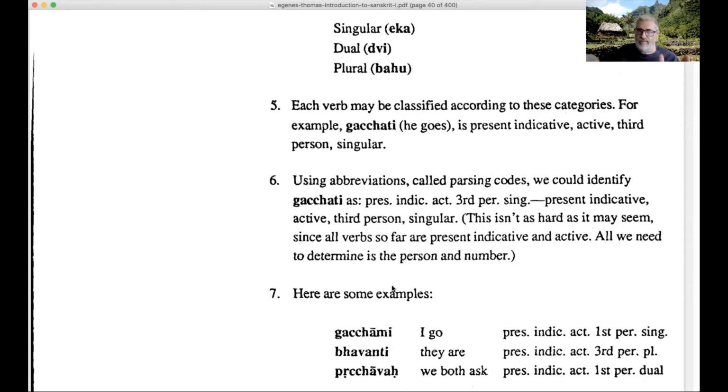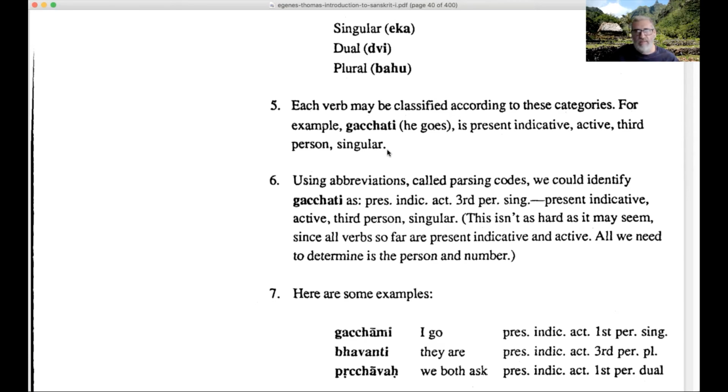For example, gachati. I see the word gachati in a sentence. First of all, what tense is it? It's present indicative, present tense. It's also active, because that ending is an active ending. It's third person in English, pratama purusha in Sanskrit. Remember, others are considered first, very polite language. So it's third person: he, she, or it. He goes. Then it's also singular, not they, it's he. So it's present indicative, active, third person singular of the verb to go: gachati.